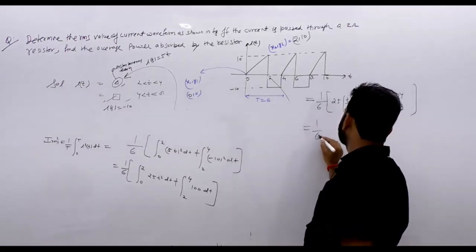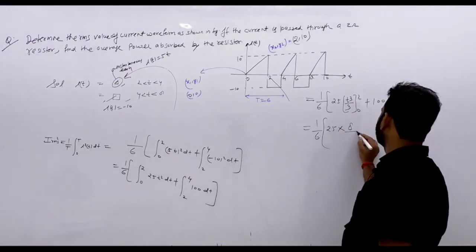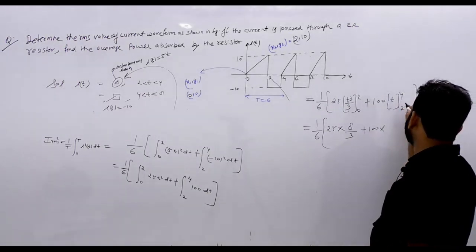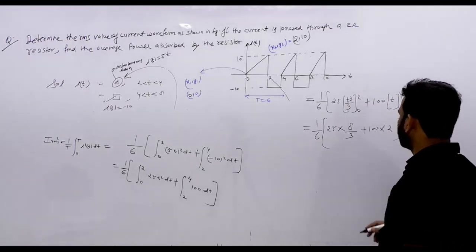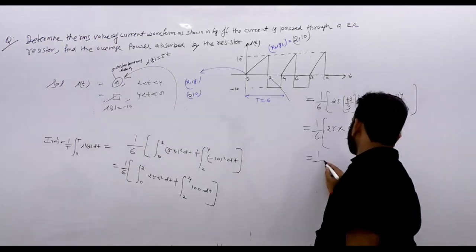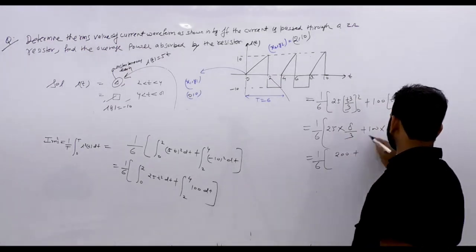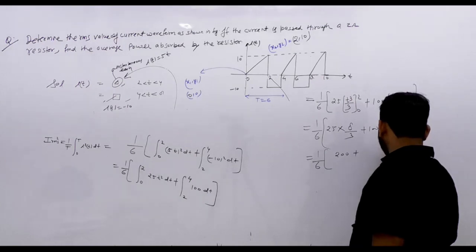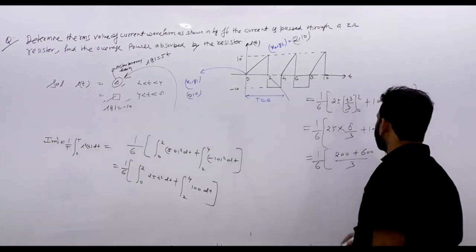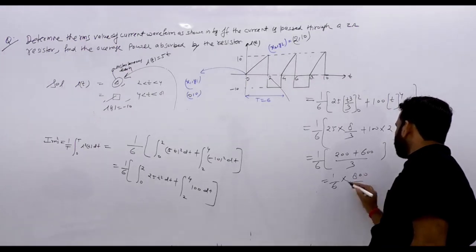Now what is 1 by 6? So it is 25, now 2 cube is 8 divided by 3. Then we have 100 and 100 t, whose limit is 4 minus 2, that is 2. Okay. Now we will take the LCM, and it is 1 by 6, and 25 times 8 is 200. Then we have 200, it is 600, because 3 is multiplying. Agree? So we will have 1 by 6 into 800 upon 3. Okay, up to here.